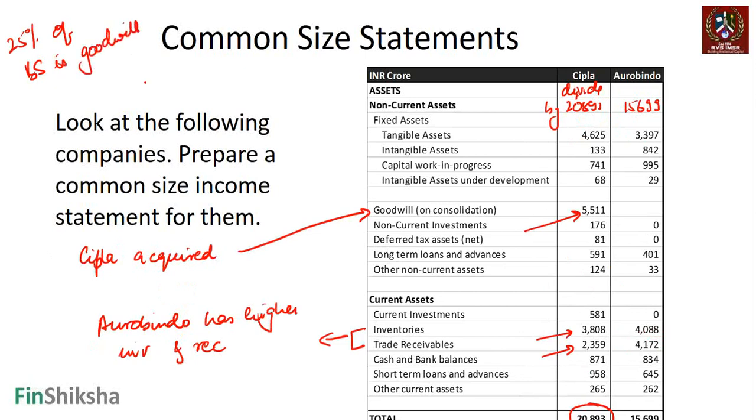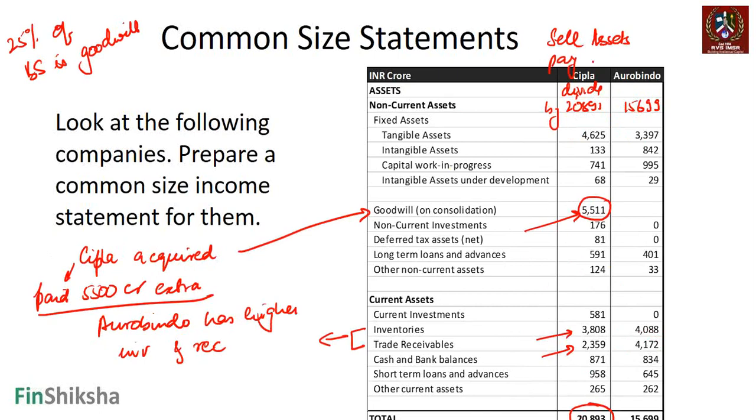Now that's interesting, because obviously Cipla paid this 5,500 crore extra while purchasing something, right? Now think about it. If the company closes the business today, they will sell assets to pay liabilities, correct? Now in the case of Aurobindo, all the assets are basically tangible assets. You know what those are.